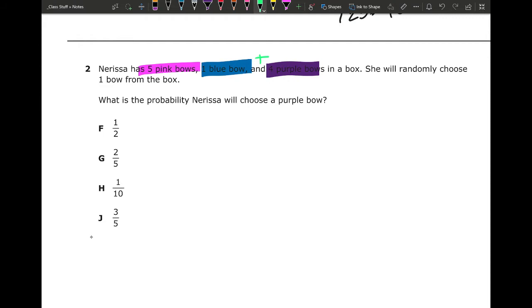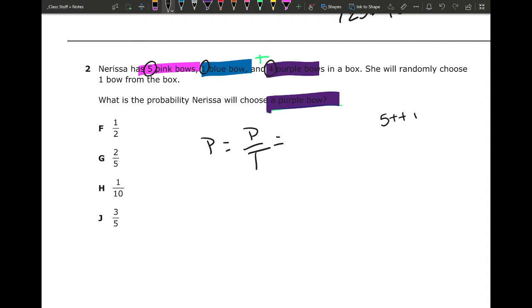In a box, she randomly chooses 1 bow from the box. What is the probability that Narisa will choose a purple one? So we're looking for the purple. This is a probability question. Probability. Remember, this is going to be part over total. This is very simple. The total is going to be how many total we have in there. We have 5 and 1 and 4. Which is how many?